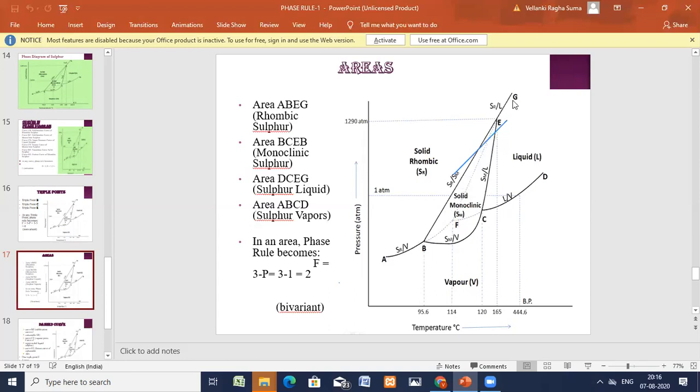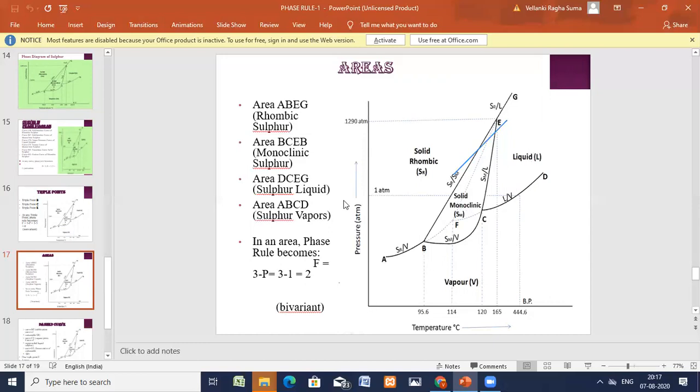A, B, E, G, rhombic sulfur. B, C, E, you're having monoclinic sulfur. D, C, E, G, you're having the liquid sulfur. This is one area, one phase. Total 4 phases, 4 areas. Solid phase, rhombic sulfur. Again the solid phase, monoclinic sulfur, different solids. Again the liquid phase of the sulfur. This is the vapor phase.